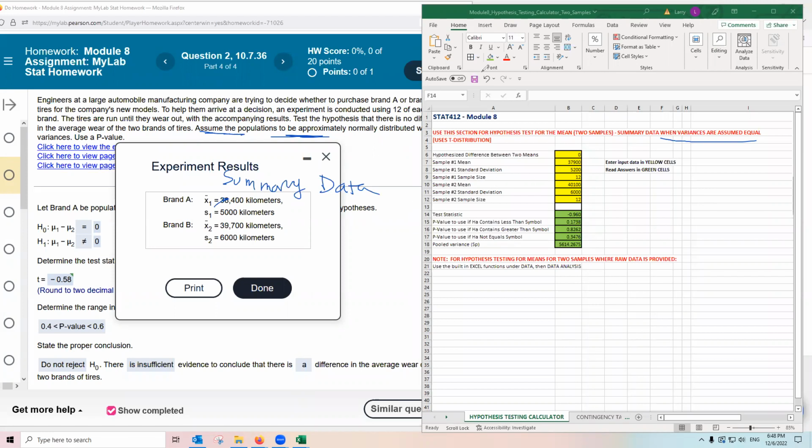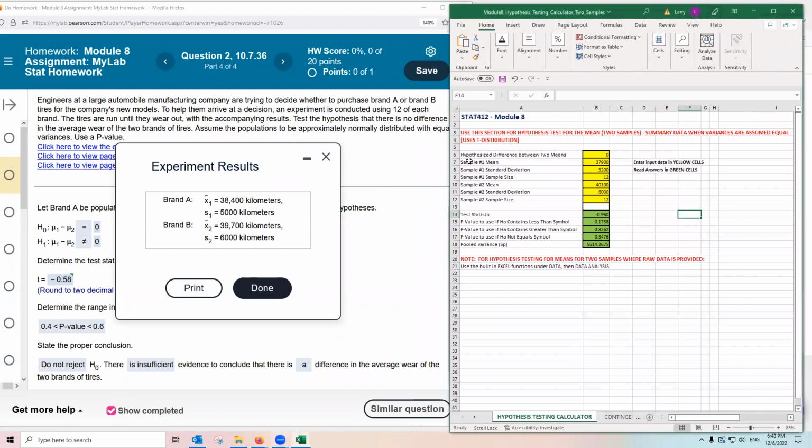Let me come up here. The first box says, what is the hypothesized difference between the two means? Notice here, they're actually saying we're assuming there's no difference. So I'm going to make this first yellow box be 0. I'll show you another example later where you do assume that there's a difference between the means, but for us, it's going to be 0. Let me enter now the sample 1 mean that's given to me in the table. So I'm just going to copy this data here.